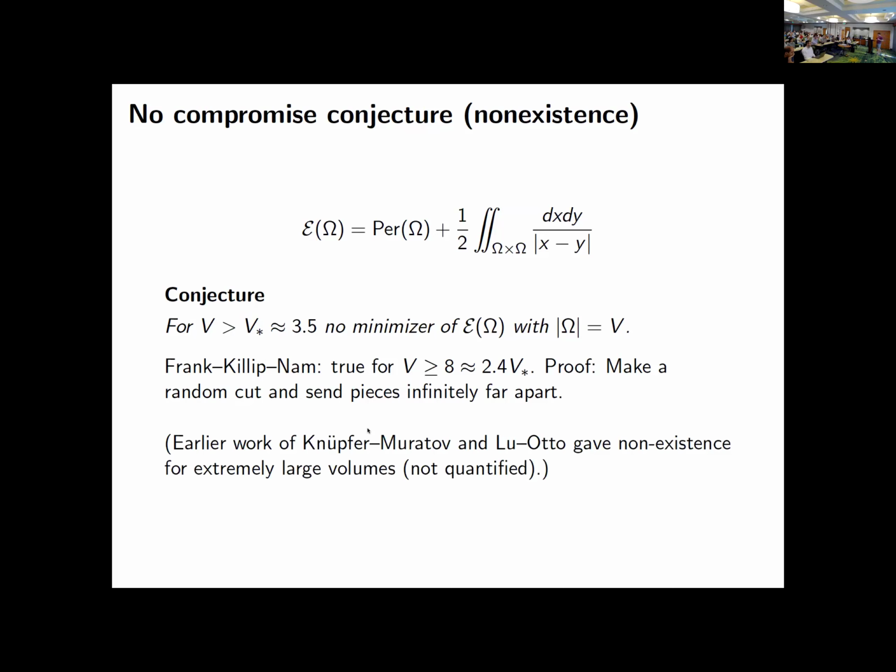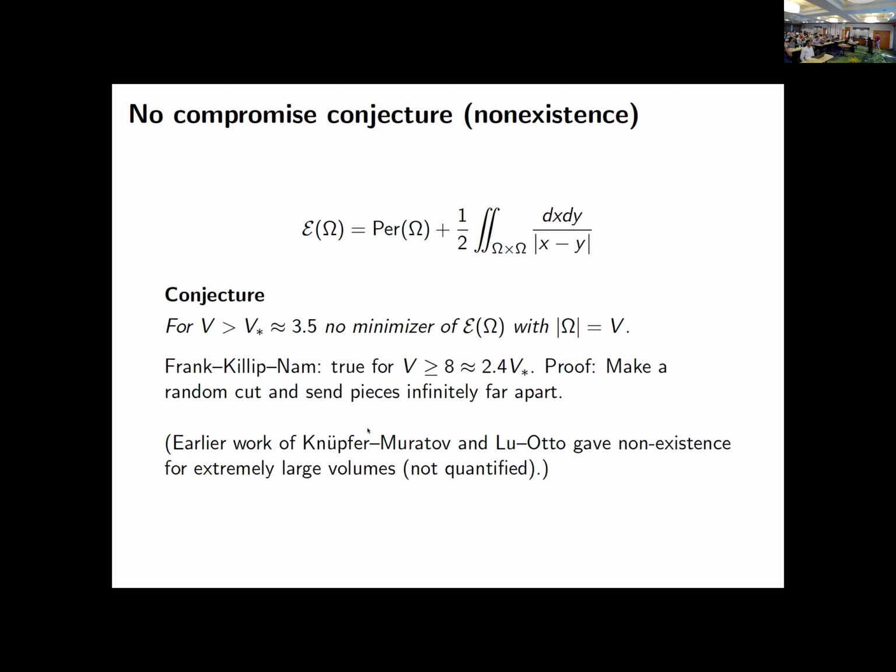I should say that there was earlier work on this part of the conjecture, but they could only get extremely large volumes. It wasn't quantified. Maybe you could make it quantified, but it would be volumes bigger than 1 billion somehow. So there was some sort of contradiction argument earlier, just like in the previous slide, there was a contradiction argument or compactness argument to handle the very small minimizers. Okay.